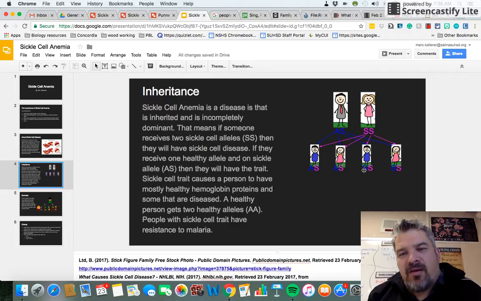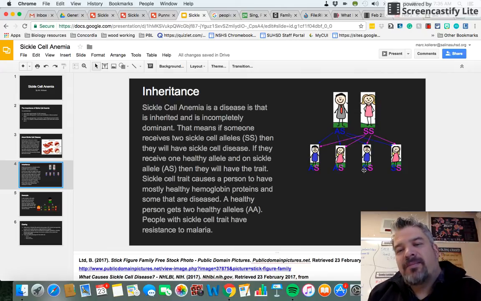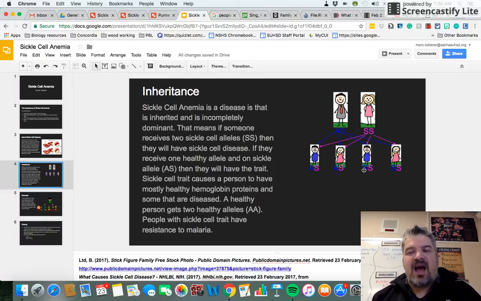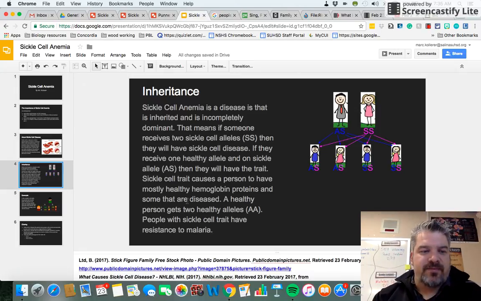One thing of note about the people who have sickle cell trait is that they have an advantage over normal and diseased people in areas that have a high probability of malaria, or a high rate of malaria. So that's what is special about specifically the people with sickle cell trait.